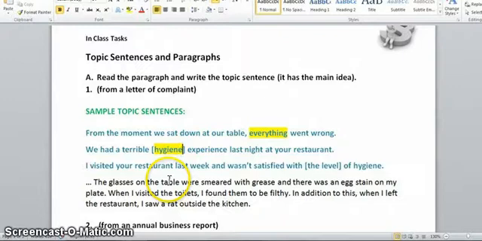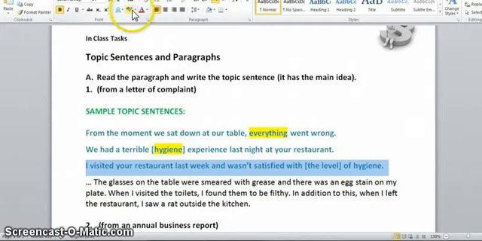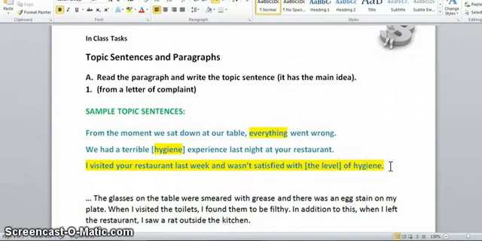I visited your restaurant last week and wasn't satisfied with the level of hygiene. Well, I guess here we also do have the idea of hygiene. It shows when the event took place and the lack of satisfaction. So of the three, I would probably say that this one is the best of the three. Now let's think about how we could write one together that takes in all of these ideas.